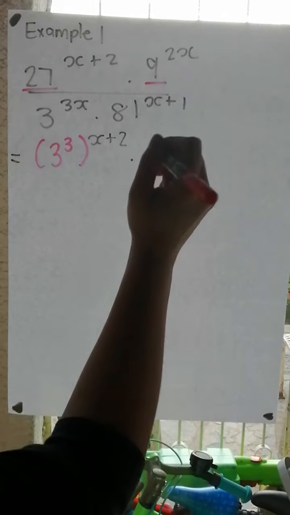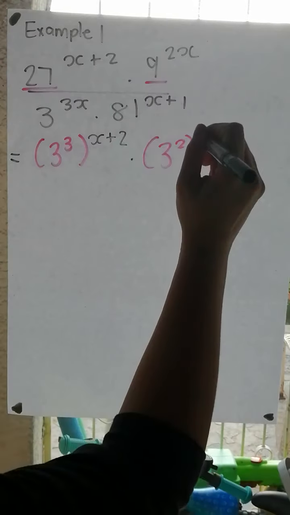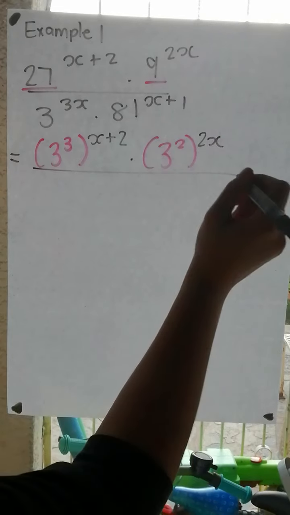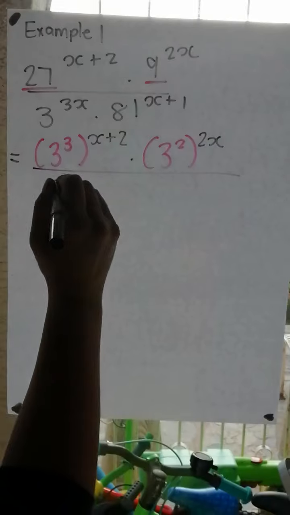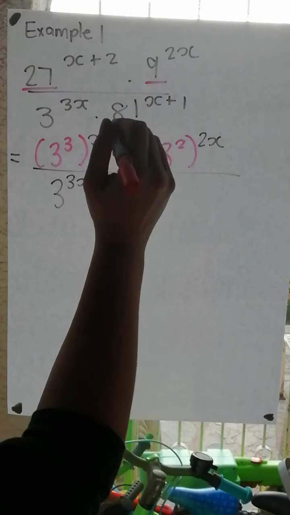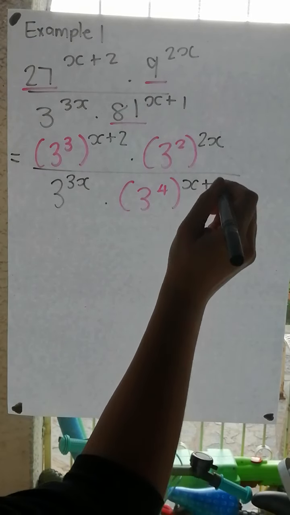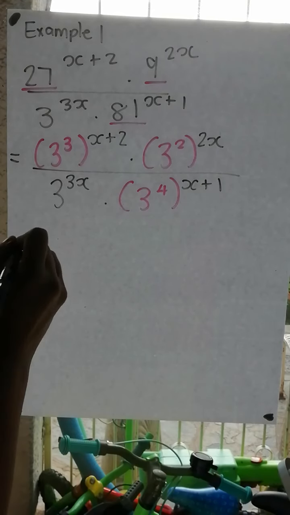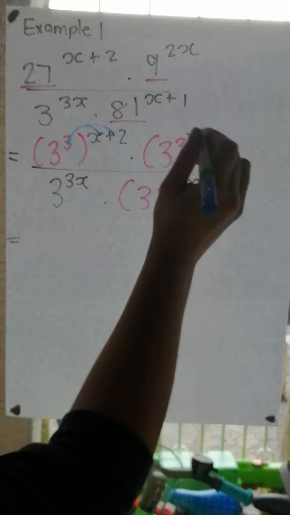Instead of writing 9, I have 3 squared, and I have 2x on the outside. 3 stays the same. It is a prime number. But instead of writing 81, I write 3 to the power of 4, and I have x plus 1 on the outside. So now for each of these, I'm going to distribute the powers in.